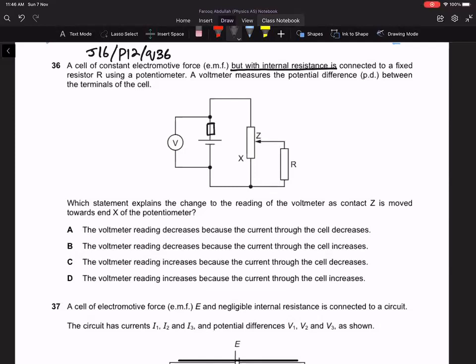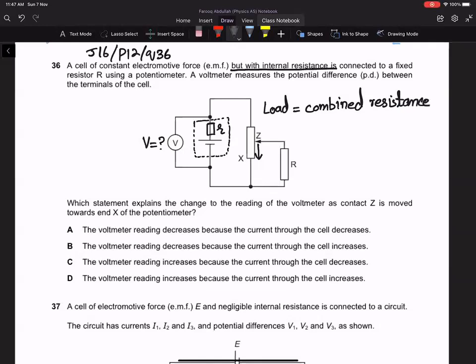So we need to draw the internal resistance which is missing here. Okay, we have drawn that. Now in the question, they are saying that if terminal Z is moved downwards towards X, what will be the effect on the voltmeter reading? So this is a question basically. First, we need to understand what will be the effect on the load or the combined resistance of the circuit when terminal Z is moved downwards. This is what we have to understand first.